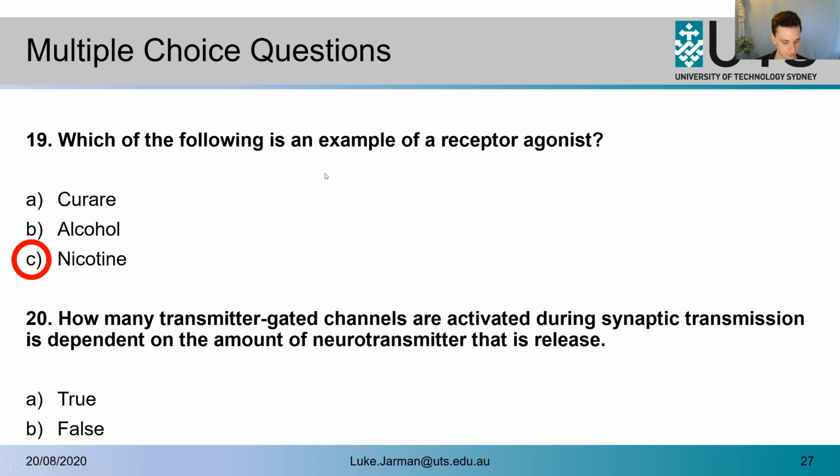This is pretty cool. Question 20, how many transmitter-gated channels are activated during synaptic transmission is dependent on the amount of neurotransmitter that is released. Yes, that's absolutely true. And that's one way where if all your receptors are already taken up by their specific ligands, then you cannot increase how much of that is being used up. So there is a maximal amount that can be put in.